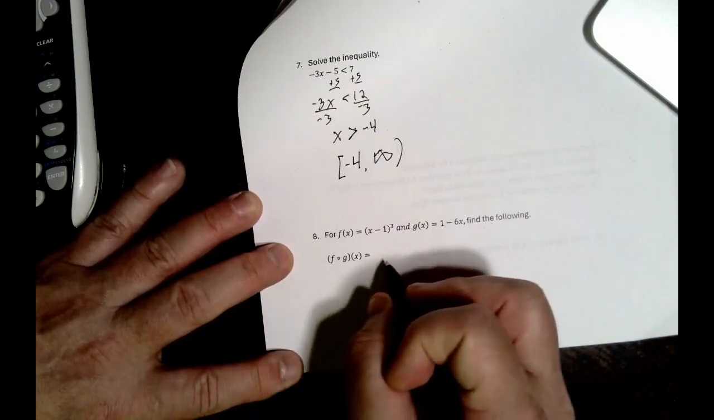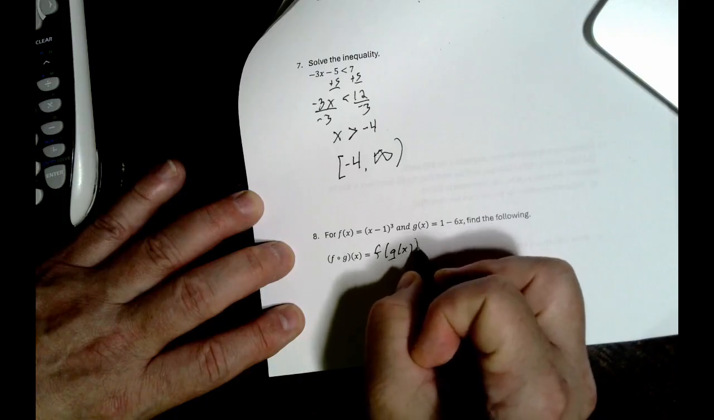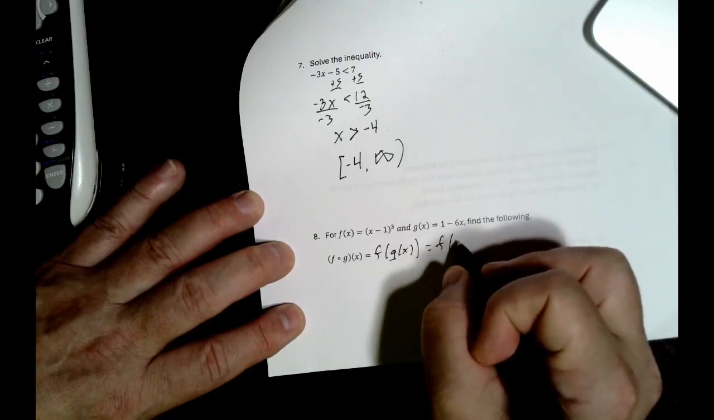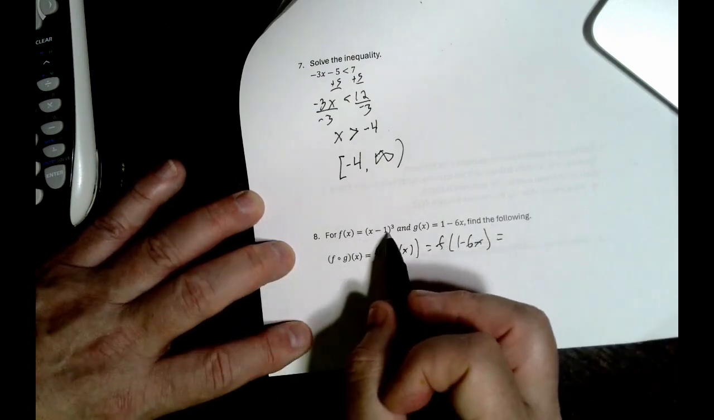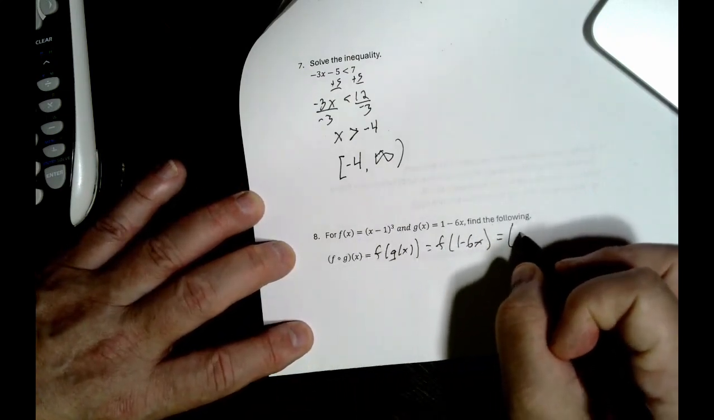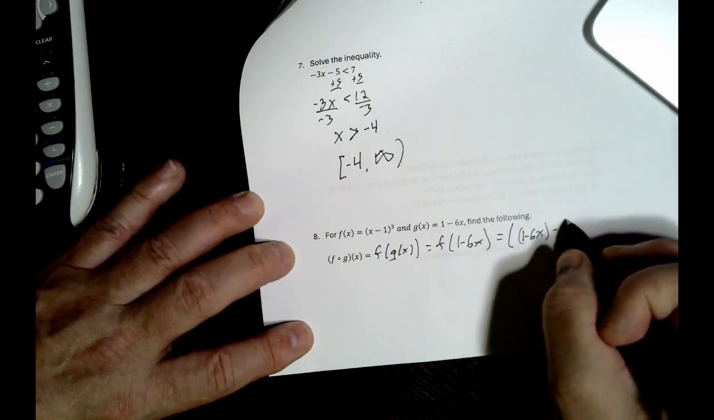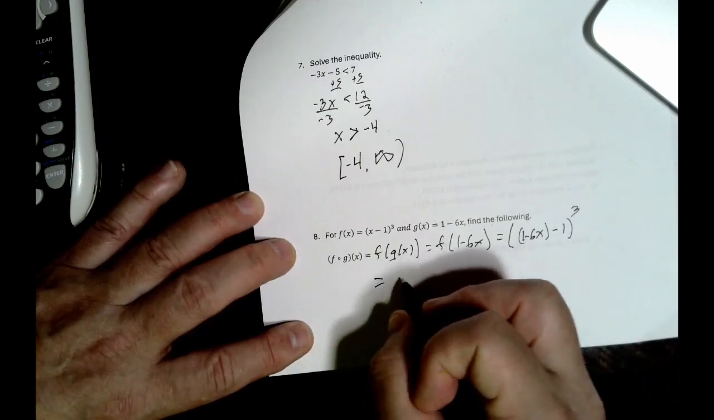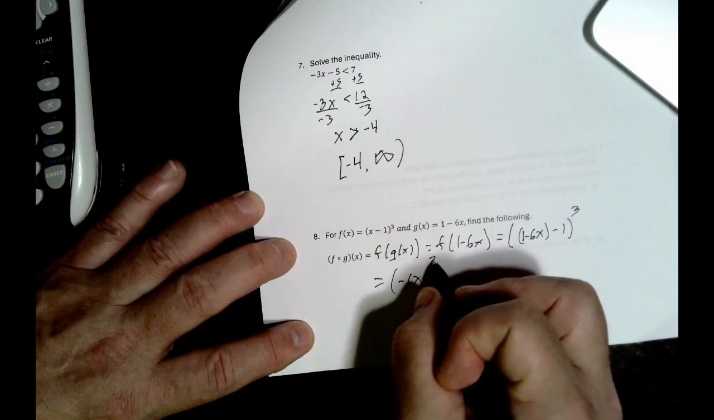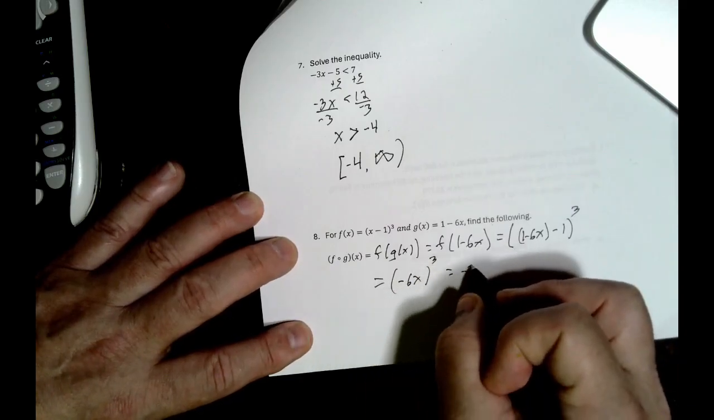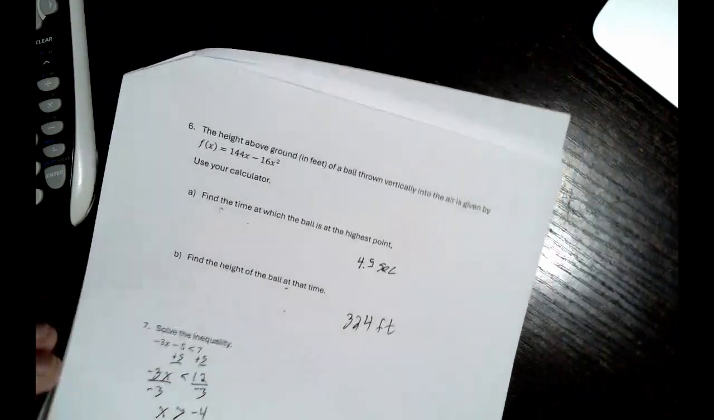Alright, now this one asks you to find f composite g, so that's f of g of x. Well, g is 1 minus 6x, and f is whatever you got, subtract 1 and cube it. So we got a 1 minus 6x, okay? We're going to subtract 1 and cube it. And now 1 minus 1 is really just nothing, so you just got minus x cubed, which you can leave it that way, or you can write it as minus 216x cubed. Either way is fine.